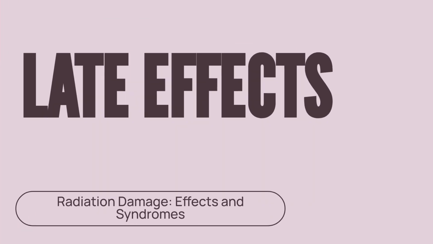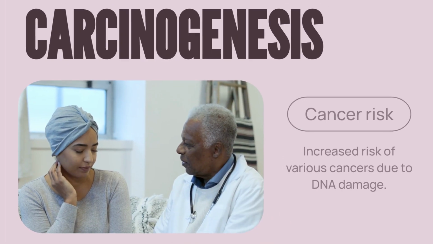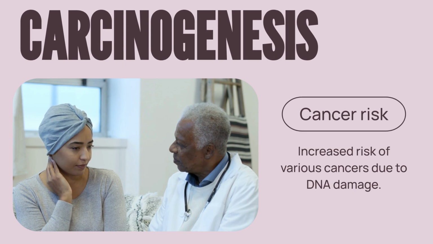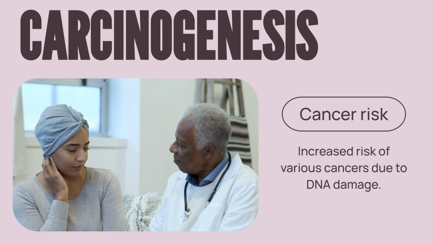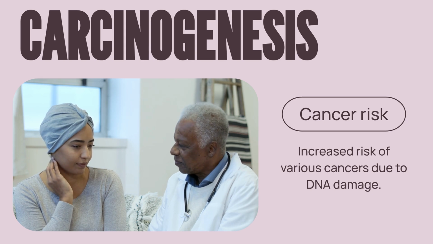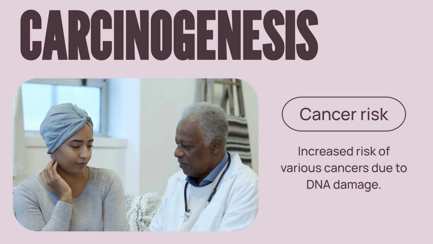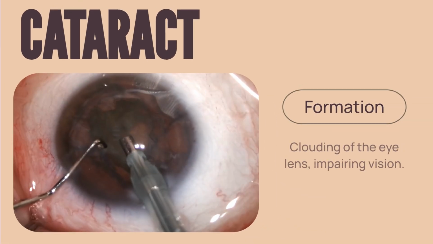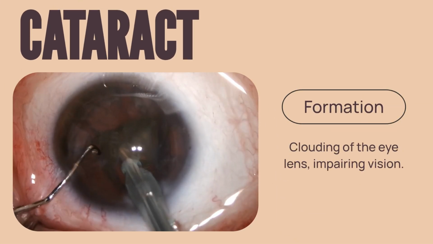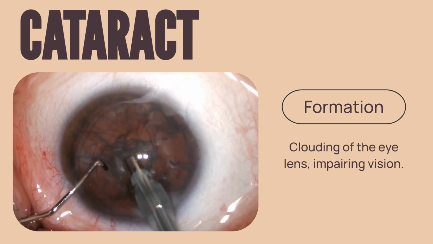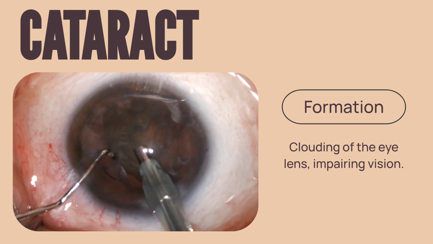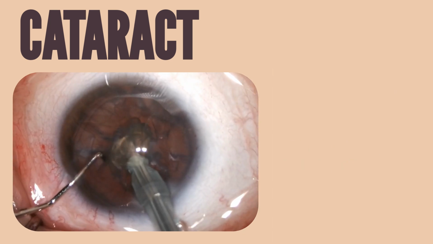Even long after initial exposure, radiation injury can manifest as late effects, which appear months or years later. Carcinogenesis, or the development of cancer, is a well-known late effect. Radiation can damage DNA, leading to mutations that increase the risk of various types of cancer, often appearing decades after exposure. Cataract formation, the clouding of the eye lens, is another significant late effect. It can severely impair vision and often requires surgical intervention.